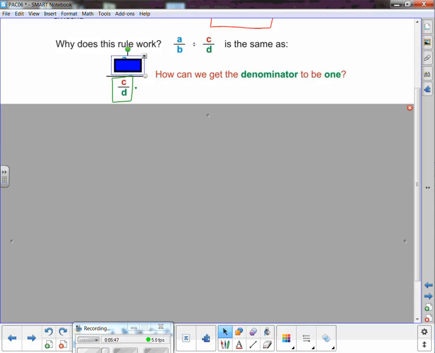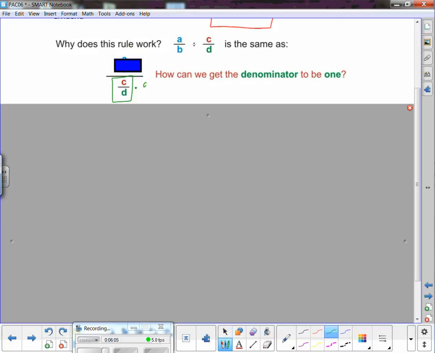Look, don't worry about the top. I don't care about the top right now. All I care about is C over D. What can I multiply C over D by to get it to be 1? That's what I'm after. Edward? D over C. Exactly right.